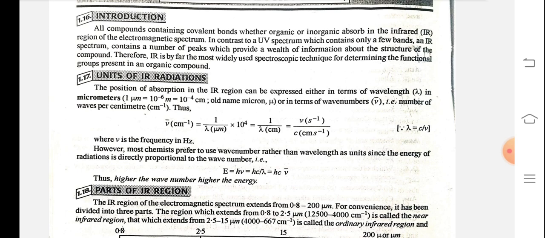in Hertz. However, most chemists prefer to use wave number rather than wavelength as units, since the energy of radiation is directly proportional to the wave number. E = hν = hc/λ = hc ν̄. Thus, the higher the wave number, the higher the energy.